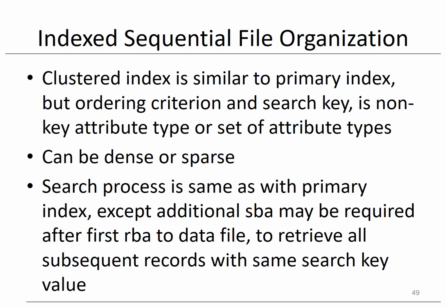If there is an index entry for each unique value of the search key, the index is dense. If only some search key values are indexed, the index is sparse. The search process is the same as with a primary index, except additional sequential block accesses may be required after the first random block access to the data file to retrieve all subsequent records with the same search key value.